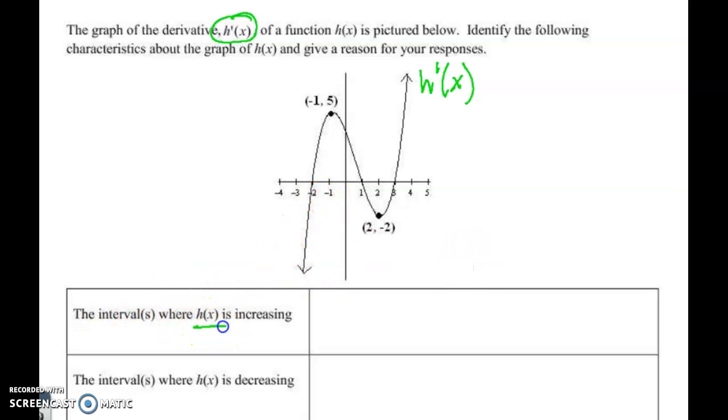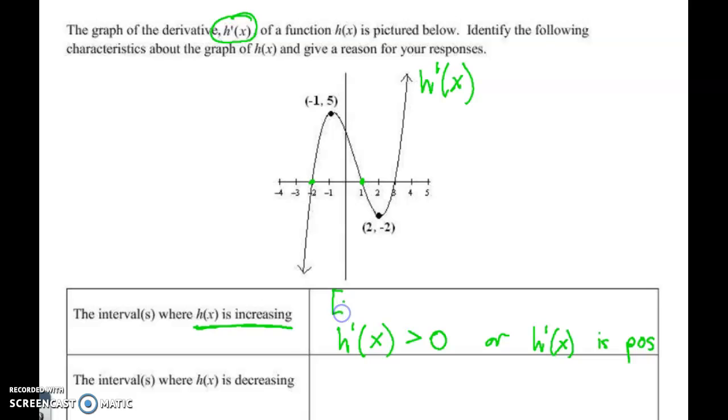So where is the original function h of x increasing? So might be worthwhile to mention, okay, well, if h of x is increasing, that means the derivative must be positive. And you can write it this way, or you can write h prime of x is positive. Now, I think you'd be fine if you put an or equal to there, based off of everything. But where is this function positive? We can say from -2 until we get to 1.